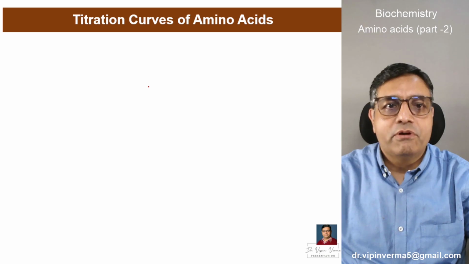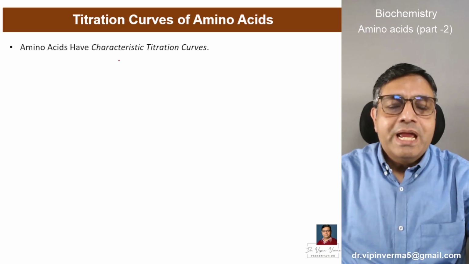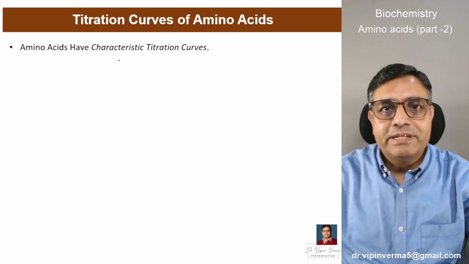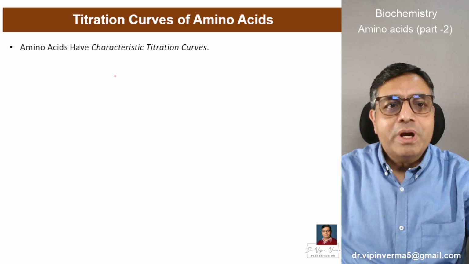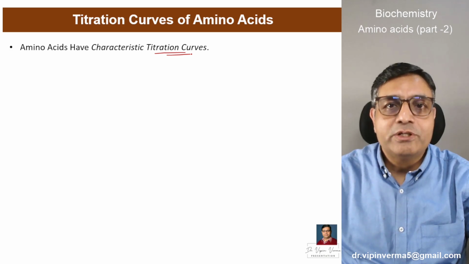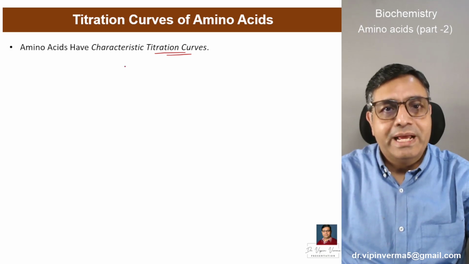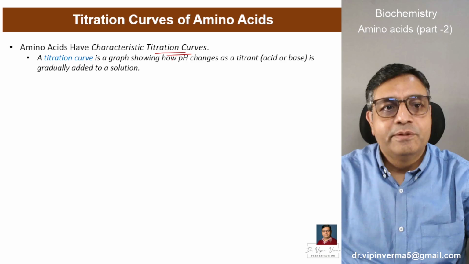Okay, all right, now let us talk about the titration. And I'm sure, in chemistry, you must have heard this term and you must have done it yourself. So amino acids have a characteristic titration curve. So that means you take any amino acid out of the 20 common amino acids, each single amino acid will have its own titration curve, and that you can easily characterize.